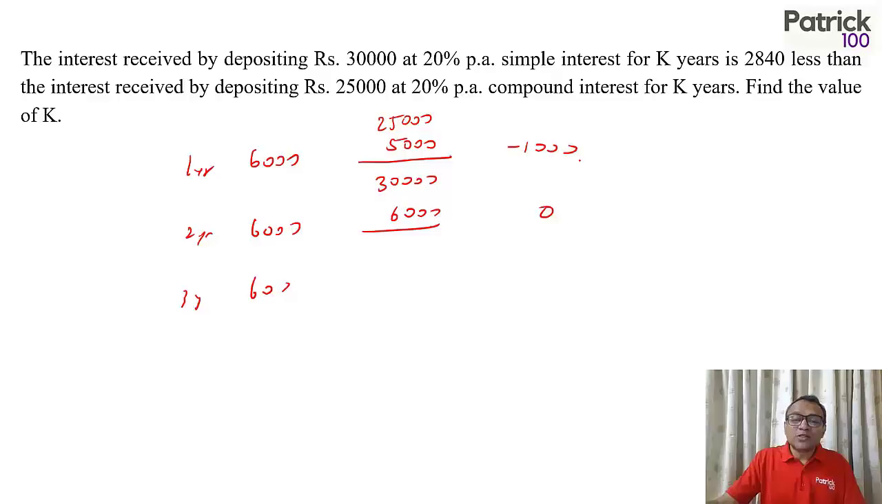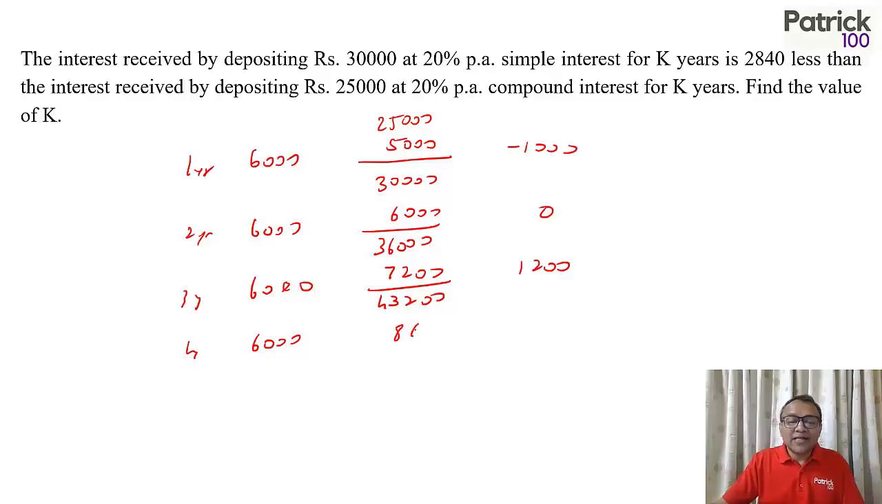I want overall difference is 2,840. So this becomes 36,000. 20% of that is 7,200. So difference of interest is 1,200. Fourth year, again simple interest remains 6,000. Compound interest will be, if you add it up, 4,000, 4,200. 20% of this will be 8,640. Difference is 2,640. Now you realize when you add all this, it becomes 2,840.